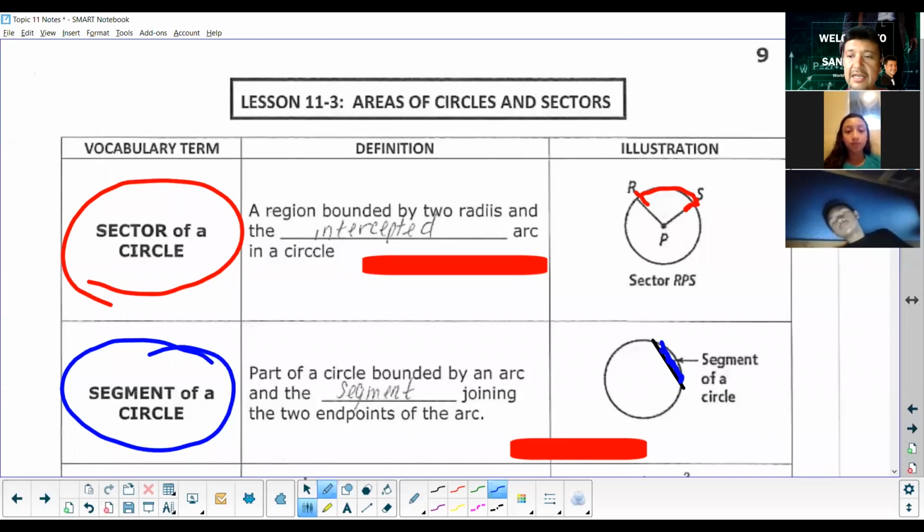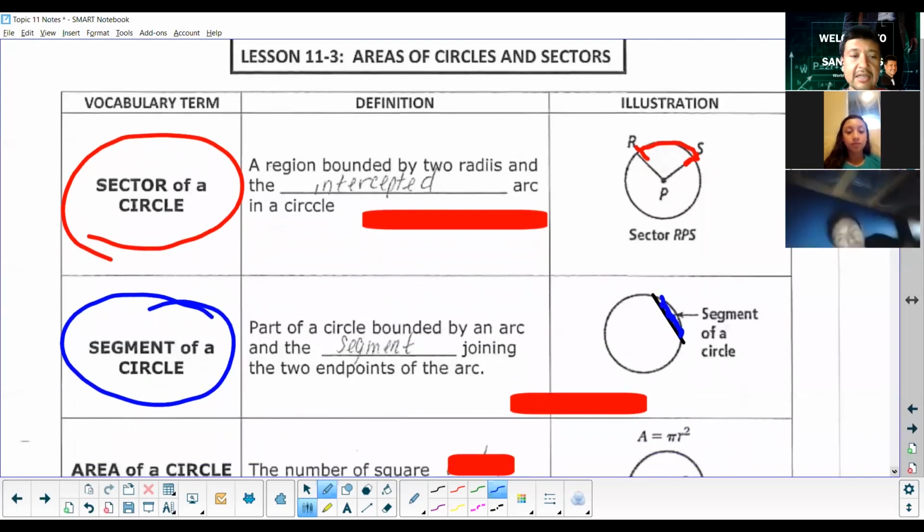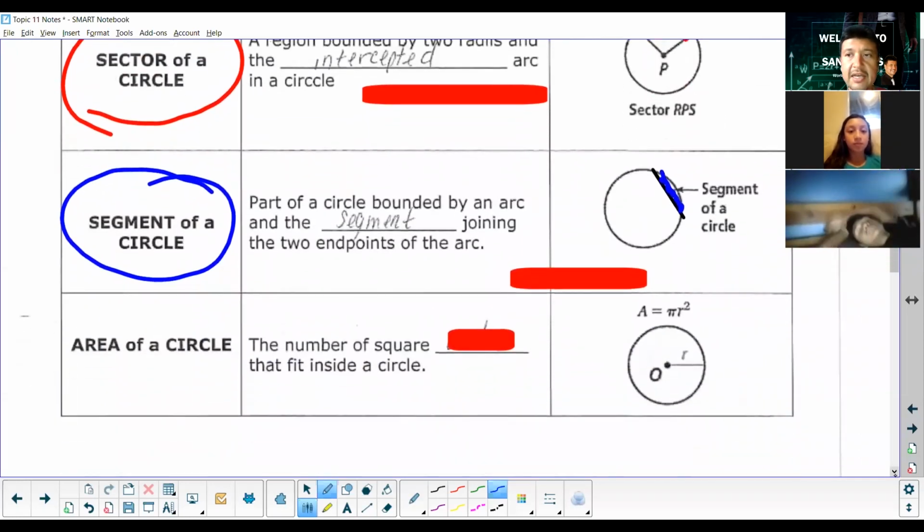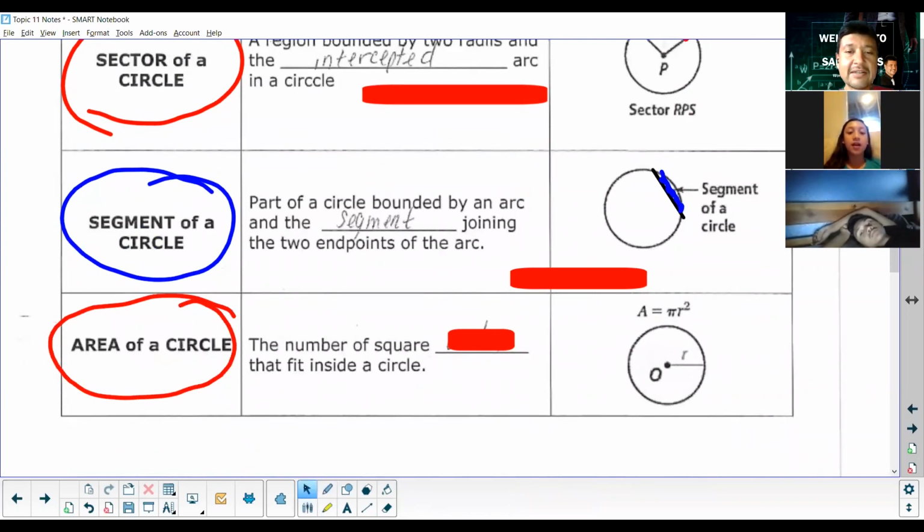Now let's go ahead and move down. Celeste, why don't you go ahead and do area of a circle. Area of a circle: the number of squares that fit inside a circle. Do you know what that blank is? Square units. Because remember, it's the space that the circle occupies. So now we're going to figure out how much space this circle occupies.